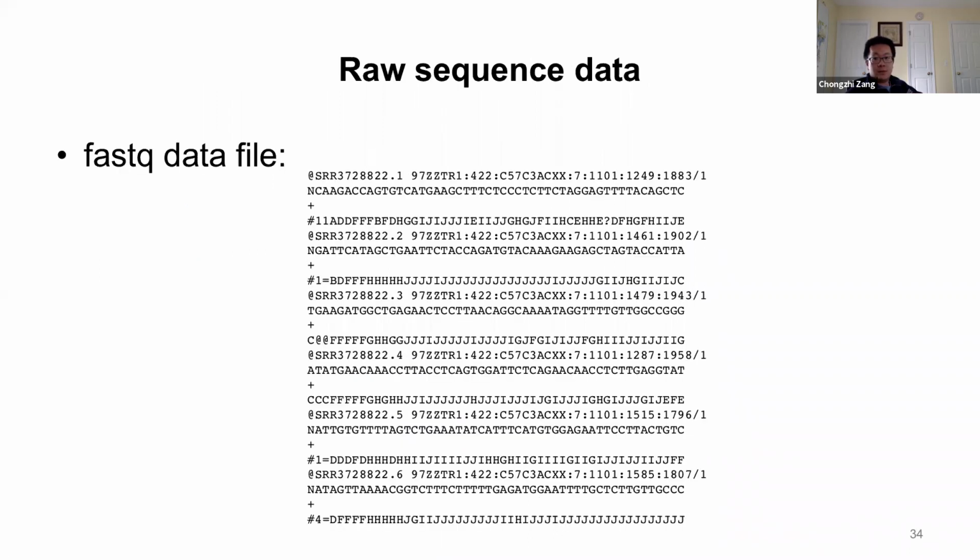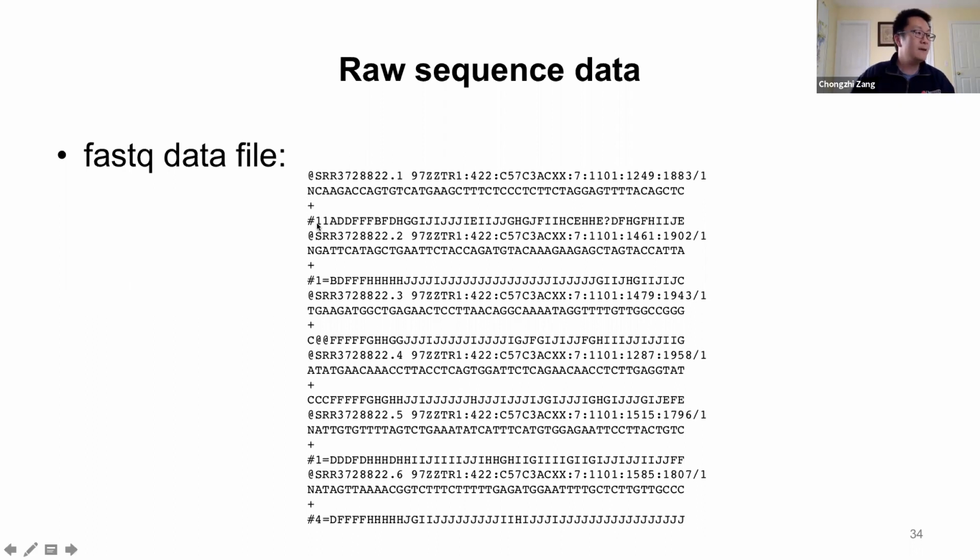Okay, next I will quickly go through the several data formats that will be involved in ChIP-seq data analysis. First is the raw sequence data file in the FASTQ format. FASTQ is actually a pure text format. Although usually it's gzipped, you can unzip it and use any command, or even a text editor, to open and look at the file.